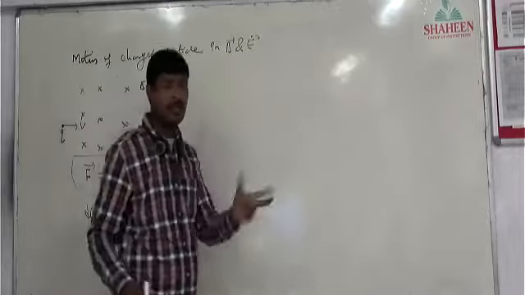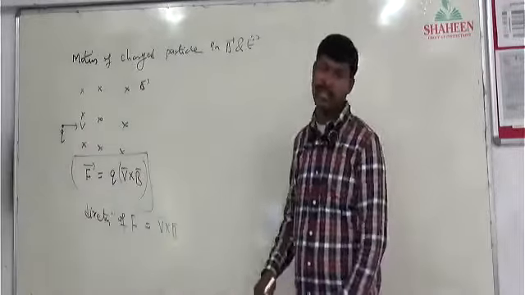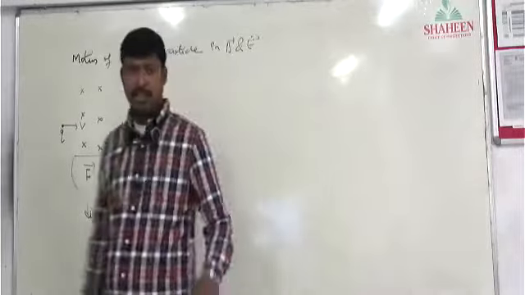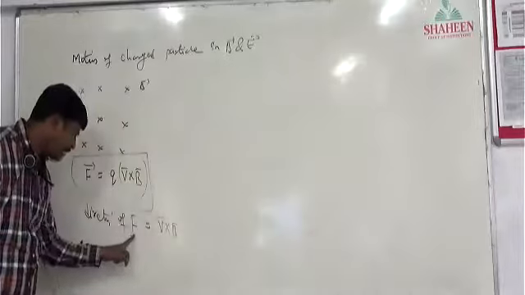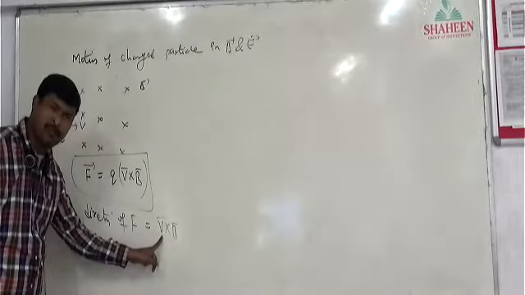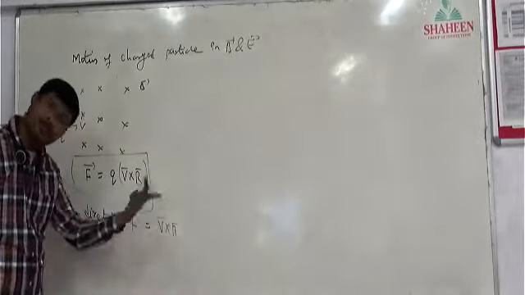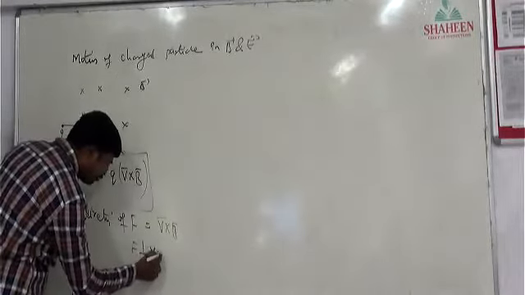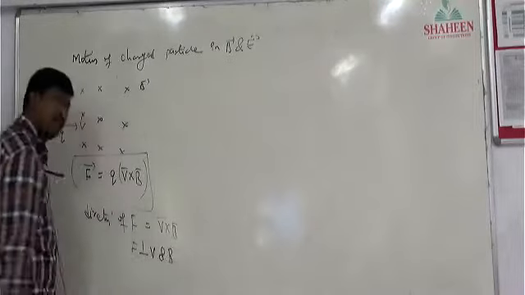I said the cross product of vectors is very important in moving charge and also in EMI. See, F should always be perpendicular to v and always perpendicular to B. Definitely, F is perpendicular to v as well as B.